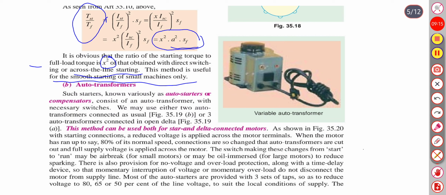So for large induction motors we use auto transformers. Such starters, known variously as auto starters or compensators, consist of an auto transformer with the necessary switches. We may use either 2 or 3 auto transformers connected in open delta. This method can be used for both star connected and delta connected motors.